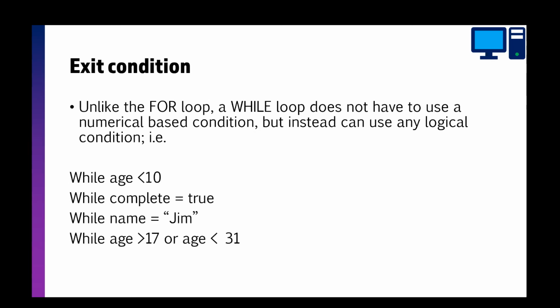Unlike a for loop, a while loop doesn't have to have some form of numerical condition. It can have any logical condition, just like an if statement. So it could be whilst age is less than 10, whilst complete equals true, whilst name equals Jim, whilst age is greater than 17 or age is less than 31. Any sort of logical condition that you can use with an if statement can be used with a while loop.